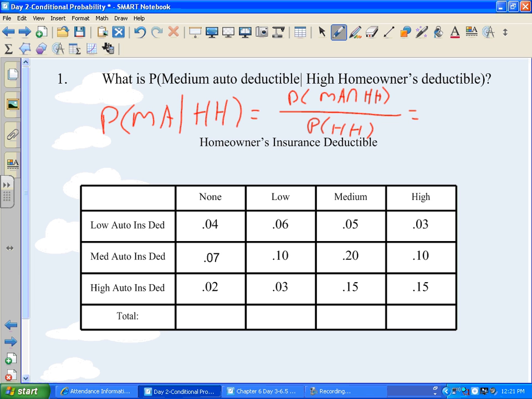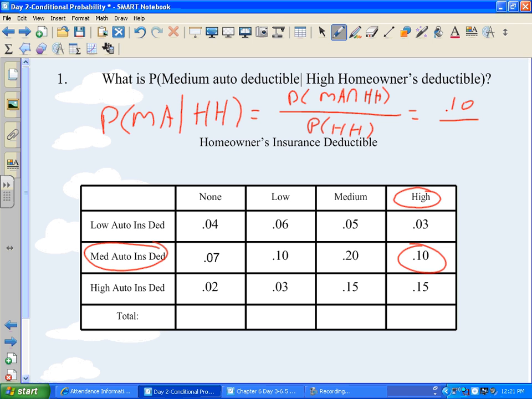Once you've got the formula there, we should be able to figure out this probability and calculate it. First off, I tend to think students like that the intersection is easier to find. We're looking for the intersection of medium auto and high homeowners. That intersection is 10, it's 10%. The probability that anybody in this chart has both a medium auto deductible and a high homeowners deductible is 10%.